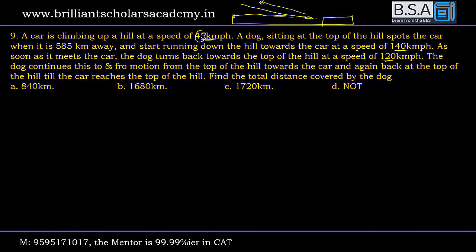The car starts running. And the dog starts running towards the car at a speed of 40 kmph. As soon as it meets the car, the dog turns back towards the top of the hill at a speed of 60 kmph. The dog continues this to and fro motion from the top of the hill towards the car and again back to the top of the hill, till the car reaches the top of the hill.